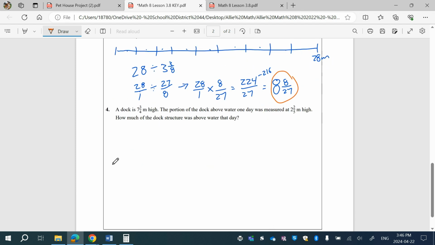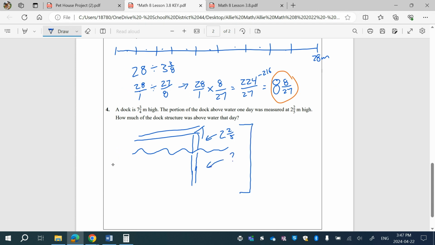Okay, last question. A dock is 7 3/4 of a meter high. Okay, we can draw a nice dock here. I like to draw a picture for word questions. I don't know, it's nice. Okay, you've got a dock. Here's the water here. A portion of the dock above the water one day was measured at 2 2/5 of a meter. And they want to know how much is under the water. Okay, so the dock goes way down. They want to know how much of this is under the water if the total is 7 3/4.